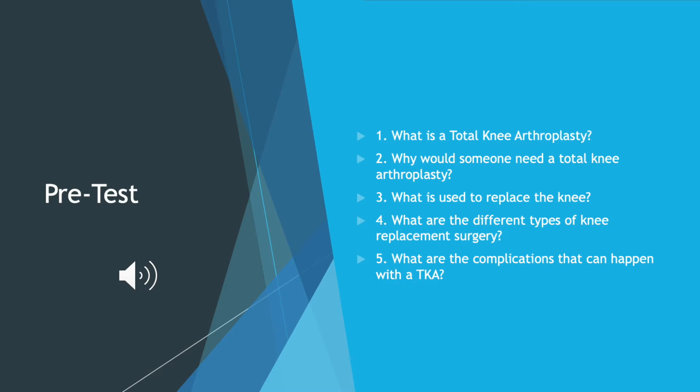Alright, let's get started with a small pretest to test your general knowledge and to see where you are in the understanding of a total knee arthroplasty. 1. What is a total knee arthroplasty? Why would someone need a total knee arthroplasty? What is used to replace the knee? What are the different types of knee replacement surgery? And what are the complications that can happen with a total knee arthroplasty, also known as a TKA?